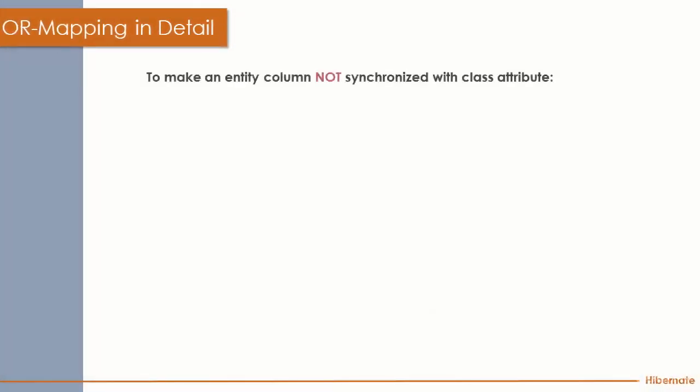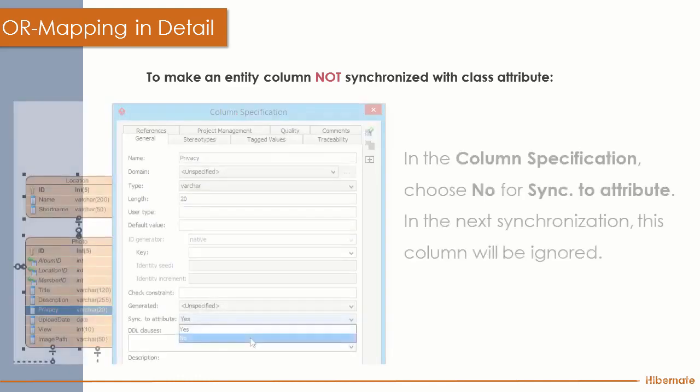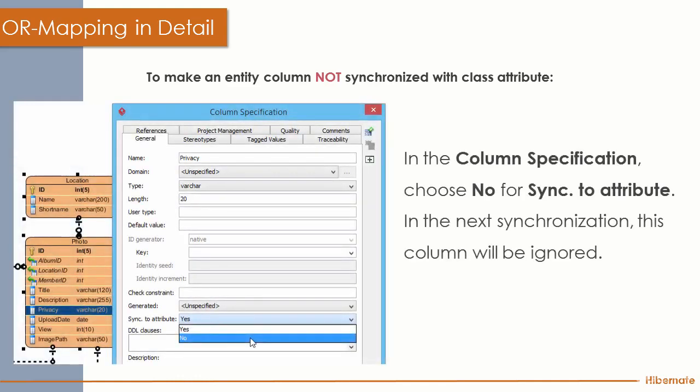There is one option. If you don't want to generate the attribute for the database column, you can set the property by opening the specification of the column and setting synchronize the attribute to no. You may have a different reason to use this option. Something like the column is auto-calculated using a trigger. You don't want the class diagram to have direct access to it, so this program will not access this column. Then you can turn it off and use your trigger to calculate.